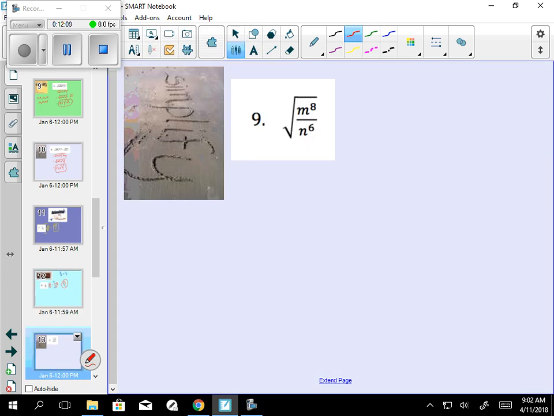All right, you can also do these with variables. So if you had something like this, take the square root of the top and the square root of the bottom. Square root of the top would be m to the fourth power. If we took the square root of what's on bottom, that would be n to the third power. And that would be this. That would be the simplified answer there.